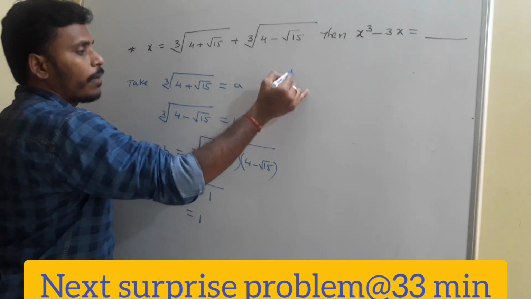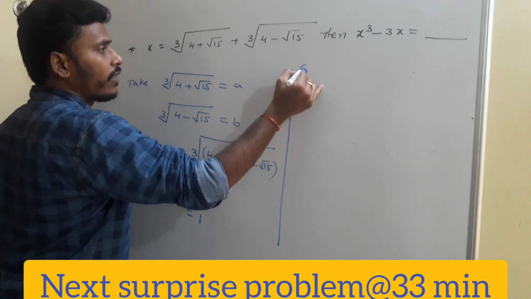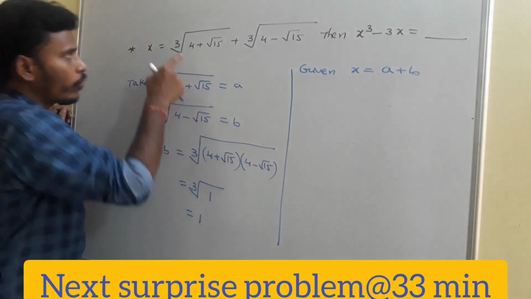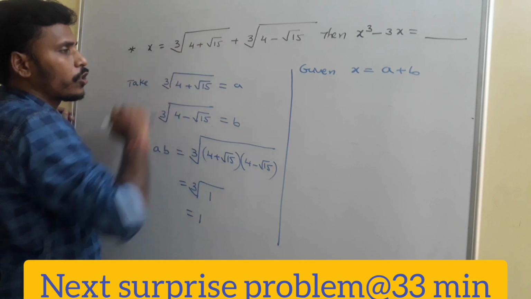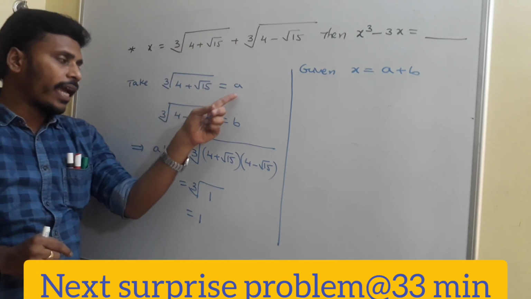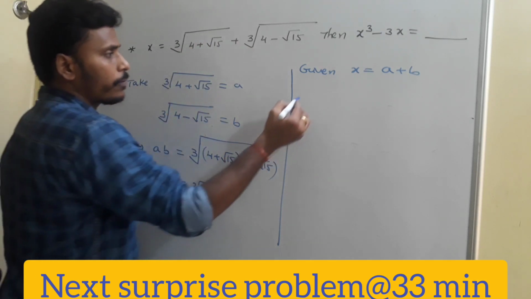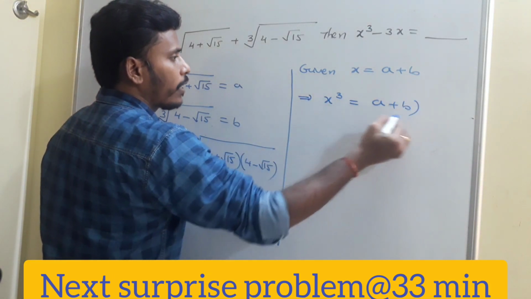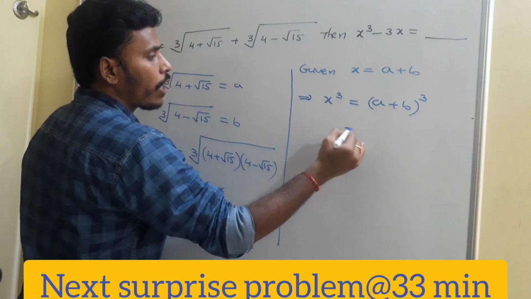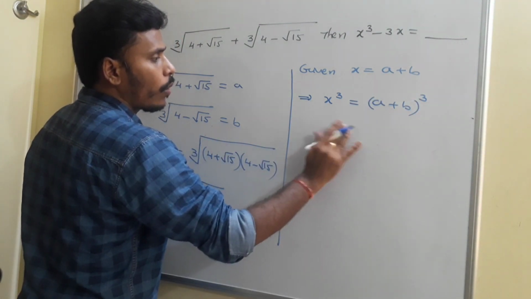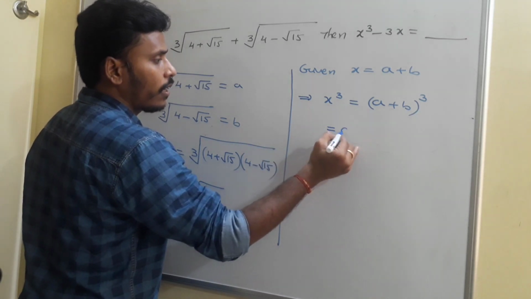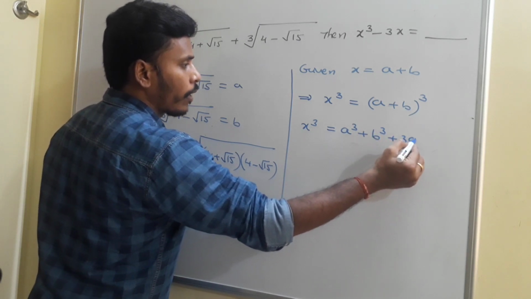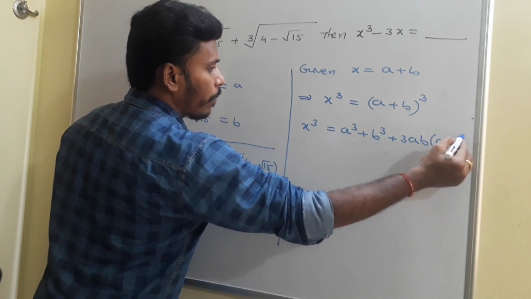Just keep in mind. And now if you try to solve, the given thing is x is equals to a plus b. Actually, this is cube root of 4 plus root 15. This is cube root of 4 minus root 15. But I let it as a and b. So, x is equals to a plus b. Now, you just go with cubing on both sides. x cube is equals to a plus b whole cube. And I have the formula that a plus b whole cube is equals to what I have in my hands. Just I already discussed it. x cube is equals to a cube plus b cube plus 3ab of a plus b.